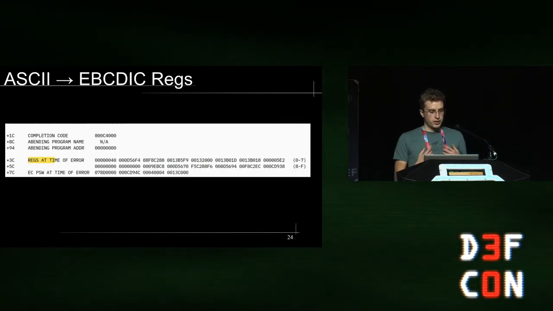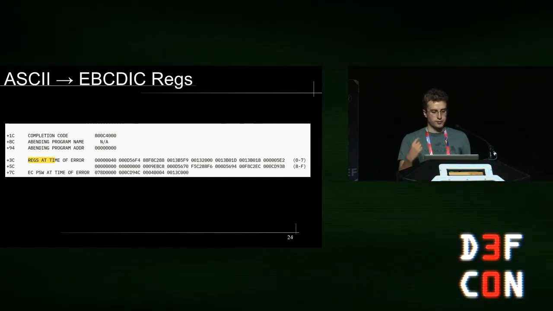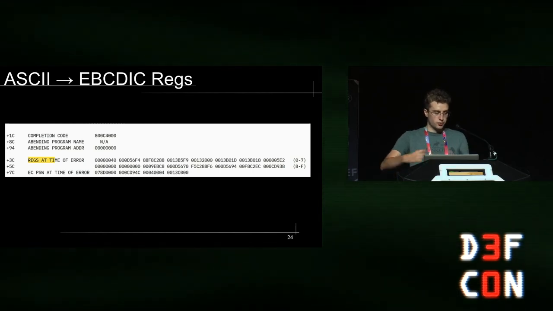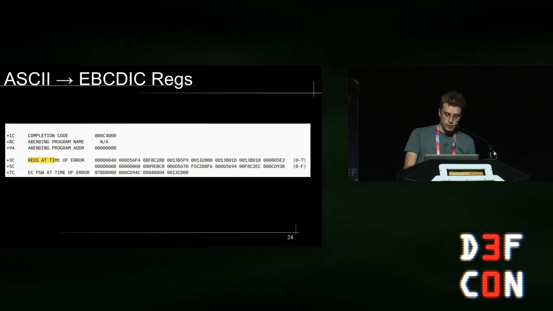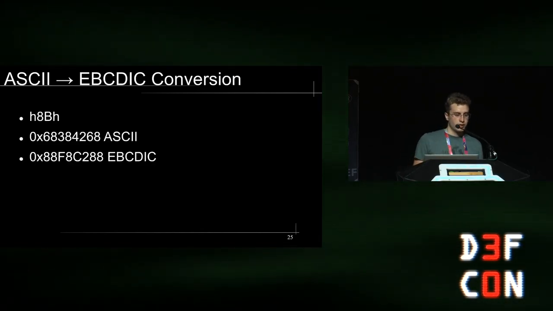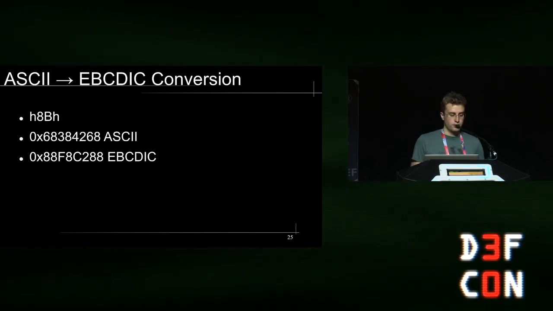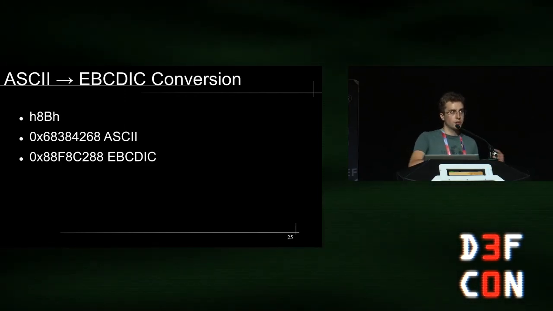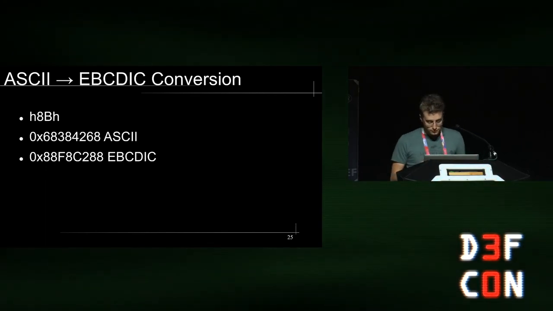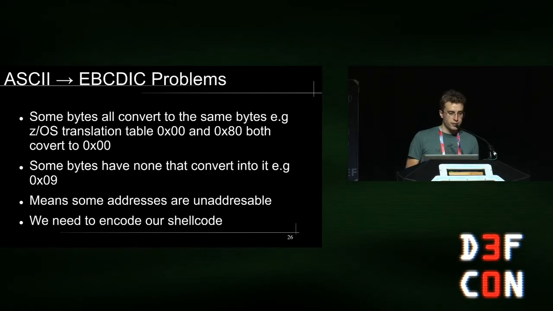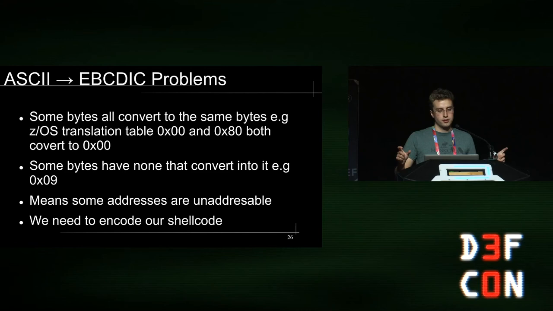So if we look at the registers in our SYSUDUMP, we can see that register 2 has been overflown by an EBCDIC string. We also see that it's a S0C4. In our register 2, we had 88F8C288, but the actual bytes that we sent to it were 68384268. So what this means is that the translation table between ASCII and EBCDIC isn't one-to-one.